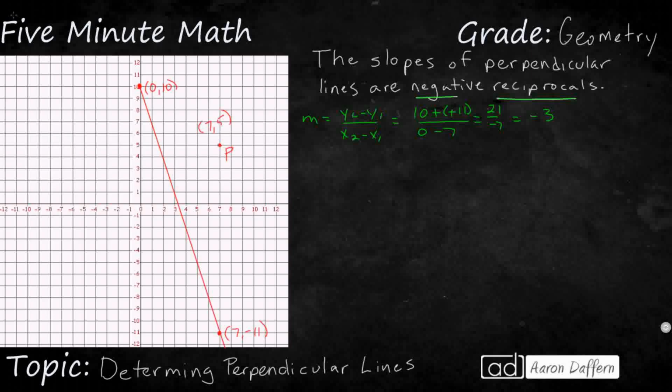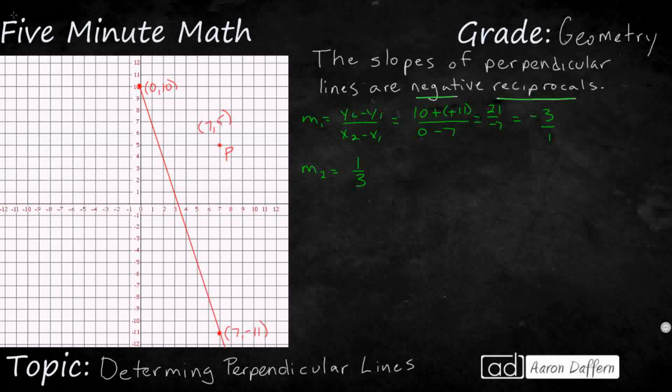I need to find the negative reciprocal. So if my slope is negative 3, I'm going to rewrite this as negative 3 over 1, because the reciprocal means I'm going to flip it upside down. So my new slope is flipped upside down. So instead of 3 over 1, it's going to be 1 over 3. That was a negative, so this is going to be the negative of negative, which makes it positive. So I need a slope of 1/3 that goes through this point.